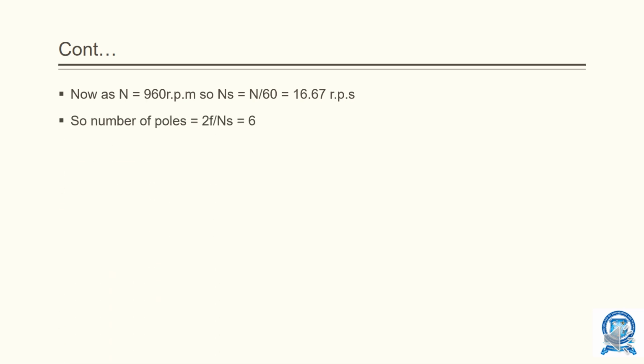So the number of poles, with the help of frequency you can find the number of poles. You can use the synchronous speed formula, so 2f by ns. So while substituting, I'm getting that the number of poles required is 6. So the output equation of machine is kVA, that is Q is equal to C naught D square L ns. So I need to substitute the values. So while substituting, I'm getting that D square L is equal to 0.015 meter cube.